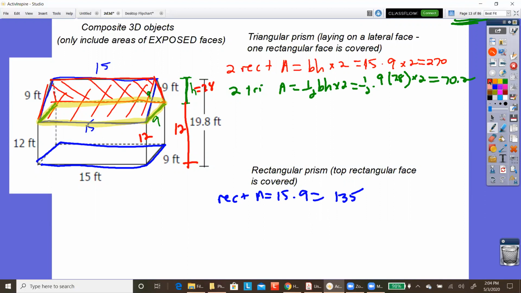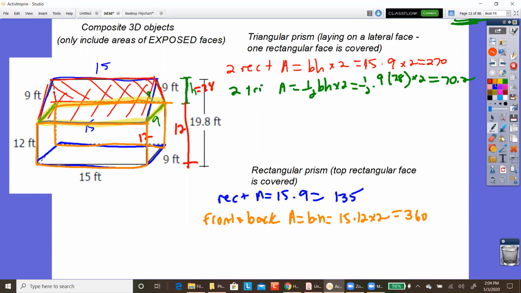And then we have this rectangle here in the front. Let's try to use a different color. This rectangle here in the front, its dimensions are 15 by 12. And the one in the back would also be 15 by 12. Okay, so front and the back, again, since they're the same, I'm combining them. So that's going to be 15 by 12 by 2, because there's two of them. So 15 by 12 by 2 is 360.